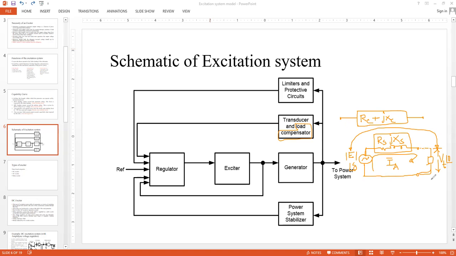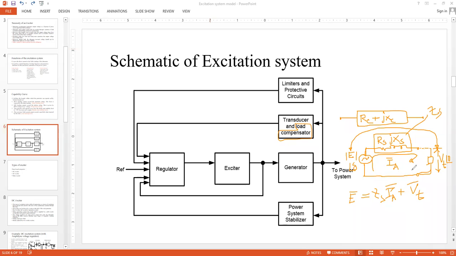Yes, sir, there will be a difference. There will be a difference because of this IA. And we can simply apply KVL. If we write in terms of phasors, and say this is ZS, just to save our time, E equals ZS multiplied by IA plus VT phasor. Now, what is the job of the load compensator actually? Let's see.